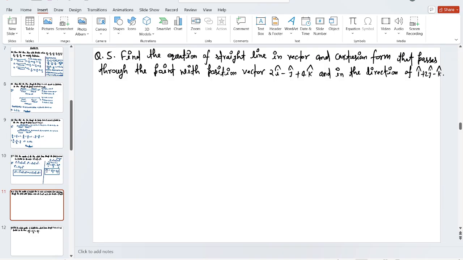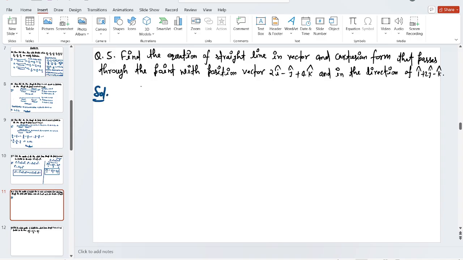So the next question is: find the equation of the straight line in the vector and Cartesian form that passes through the point and is in the direction of the vector. In the direction of this vector means parallel to the vector. Okay, so solve it.